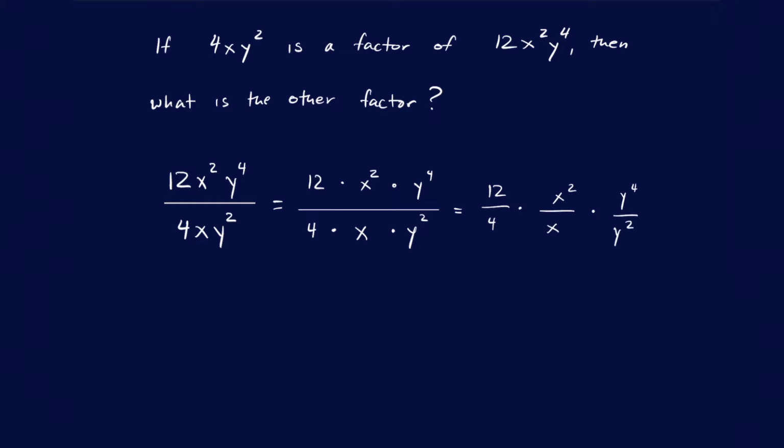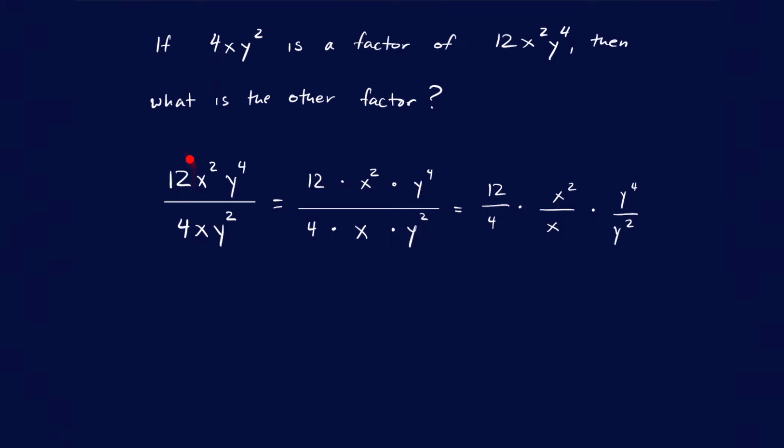Because when we're writing something like 12 times x squared times y to the power of 4, there are actually invisible multiplication symbols in between all the different coefficients and variables. So I'm just writing them out so you can see it easier.